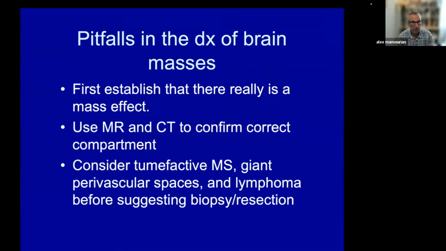So in terms of the distinction between MS and brain tumors, and categorizing brain tumors in terms of what gets biopsied and what doesn't, before you start thinking about brain tumors, you want to make sure there really is mass effect. If there's no mass effect, you're back in that category of PML and tumefactive MS. We've seen that MR and CT can often be used to establish the diagnosis and also help confirm that you're looking in the correct compartment, that is, categorizing the lesions as either intraaxial or extraaxial. Obviously, if it's extraaxial, you're not dealing with demyelinating disease. And then as you look at each case, consider whether you could be looking at tumefactive MS, giant perivascular spaces, lymphoma, and so on, all lesions that may require a biopsy rather than resection.